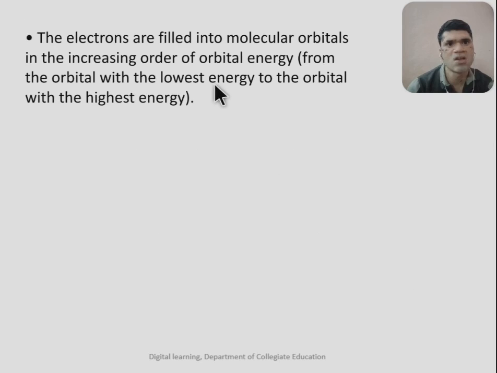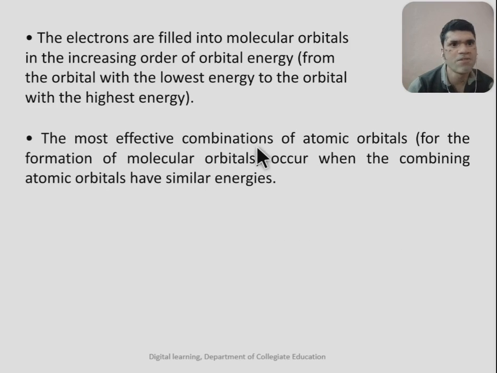The electrons are filled into molecular orbitals in the increasing order of orbital energy, from the orbital with lowest energy to the orbital with highest energy. The most effective combination of atomic orbitals for the formation of molecular orbitals will occur when the combining atomic orbitals have similar energies. That means those atomic orbitals which have the same energy will combine to give molecular orbitals.